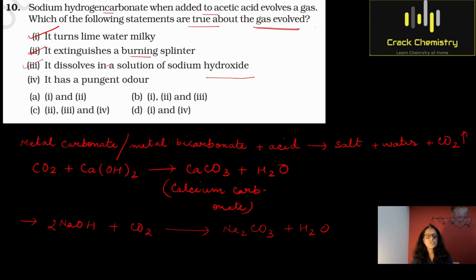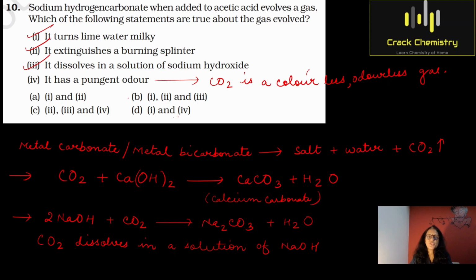Then option fourth is it has a pungent odor. Students, carbon dioxide is a colorless, odorless gas. So option fourth is a wrong option. So the correct options are options first, second and third. So you can see that option B is the correct option where it is given that option first, second and third. And remember that carbon dioxide is a colorless, odorless gas. So our correct option is option B.